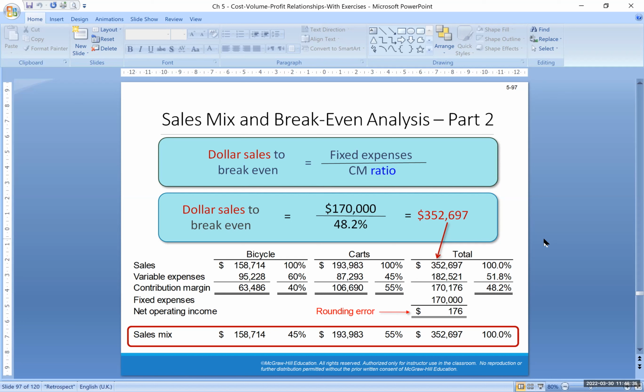Now, the total for the sales is 352,697. The 51.8% will be multiplied by the total sales to have the variable expense of 182,521.